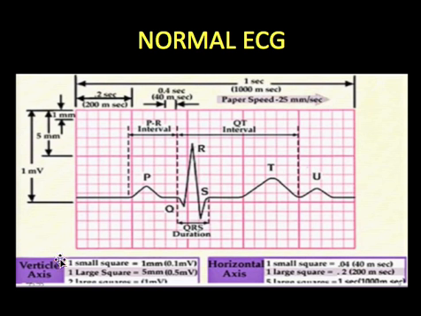Okay, let's look at the vertical axis. This is the vertical axis. On the vertical axis, one small square is equal to 1 millimeter, and one large square is equal to 5 millimeters. So if I say 2 mm ST elevation, the ST elevation should be at least 2 small squares. If I say 5 mm ST elevation, so ST elevation should be 5 small squares or 1 large square.